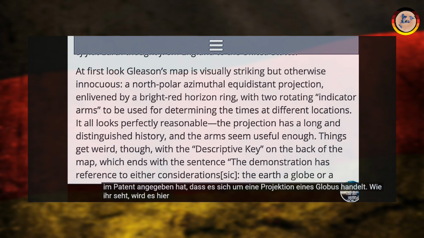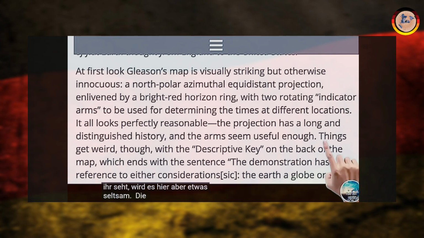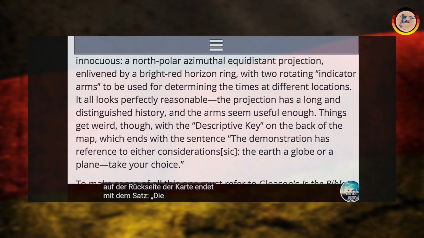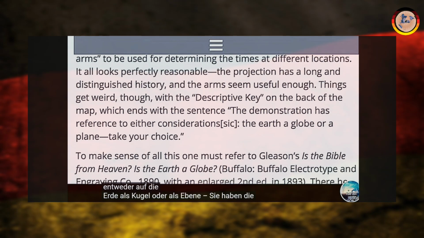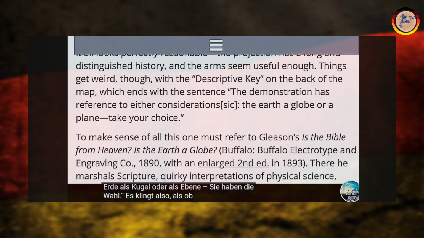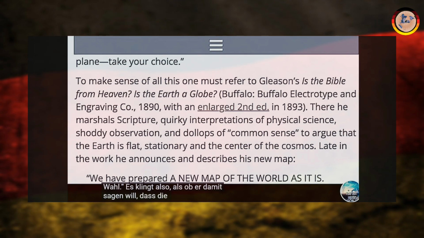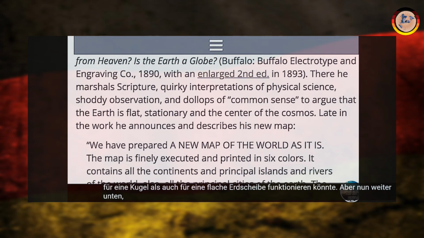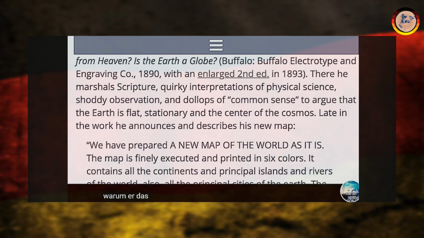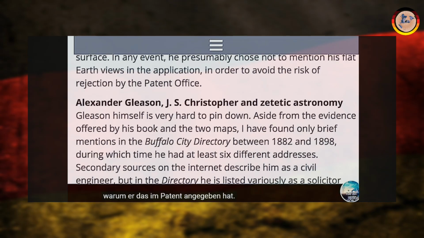As you can see here, things get weird though with the descriptive key on the back of the map, which ends with the sentence, "The demonstration has reference to either considerations, the Earth a globe or a plane. Take your choice." So it sounds like what he's saying right there is the map could work for a globe or a flat disk Earth. But anyways, let's move on down here to why he put that in the patent.